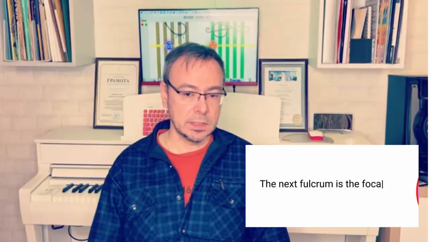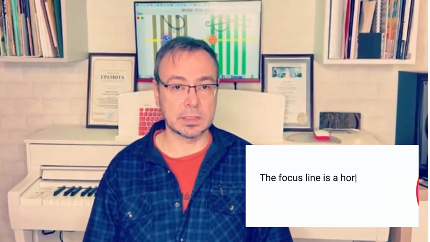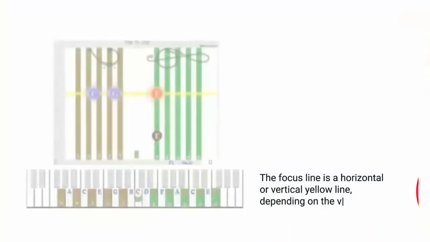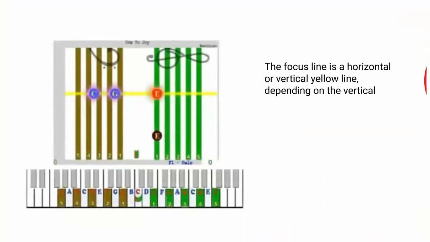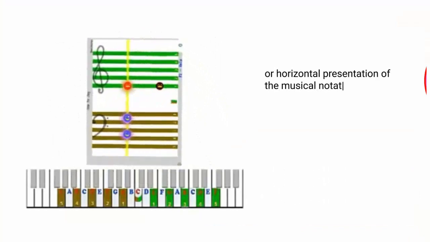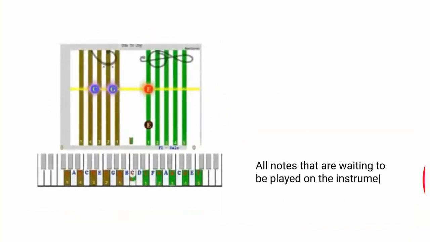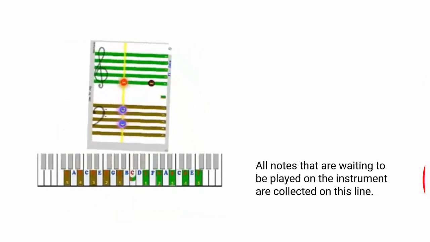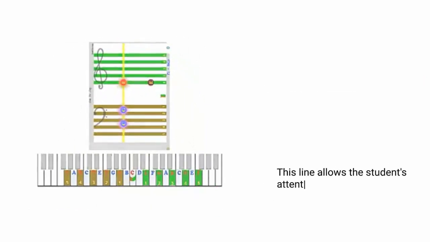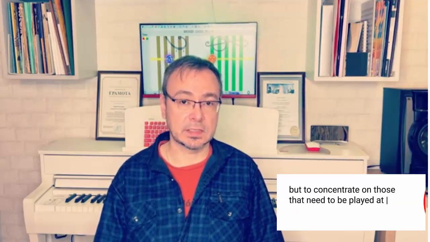The next fulcrum is the focal line, which unites all the notes that need to be played at the same time. The focus line is a horizontal or vertical yellow line, depending on the vertical or horizontal presentation of the musical notation. All notes that are waiting to be played on the instrument are collected on this line. This line allows the student's attention not to be scattered by many other musical signs, but to concentrate on those that need to be played at a given moment in time.